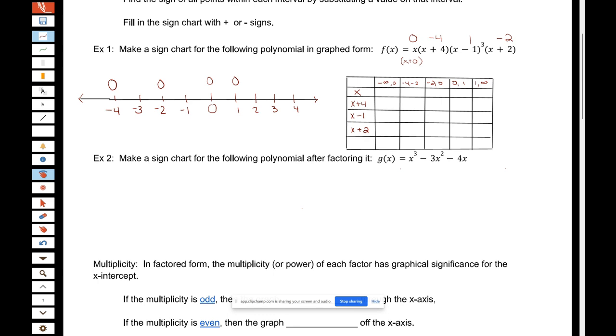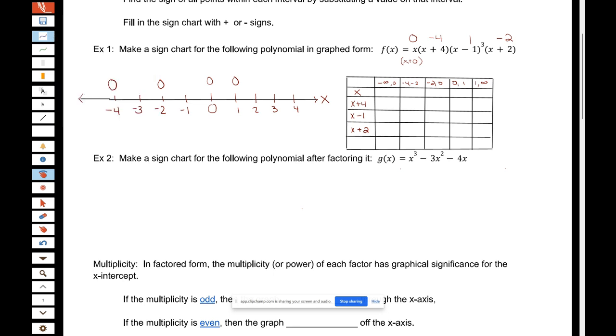What we're going to do is test a number in each of these regions, because this number line represents the x-axis. We're going to find out if the graph yields a positive value or a negative value. We don't need to actually know what that value is. We just want to know if the graph is going to go above the x-axis or below the x-axis.